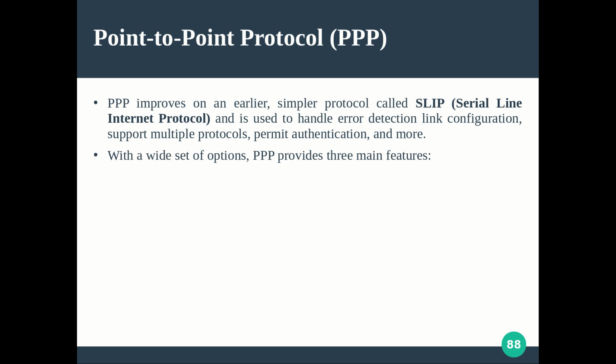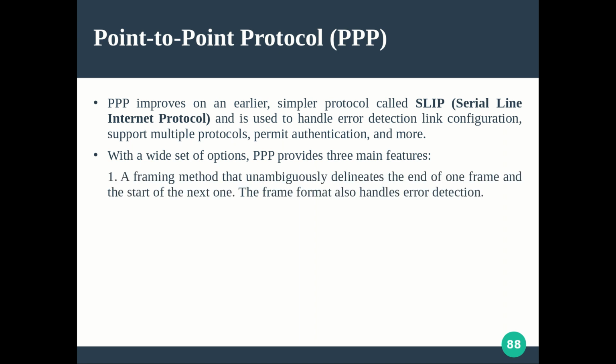So with a wide set of options, the point-to-point protocol provides three functionalities, or three features. The first one is a framing method that unambiguously delineates the end of one frame and the start of the next frame. The point-to-point protocol has its own dedicated framing technique by which it can distinguish the end of one frame and the start of the next one. Of course, it will be by means of the start of frame delimiter and end of frame delimiter. The frame format also handles error detection, so it has a facility for error detection, maybe something like a CRC or some other technique.